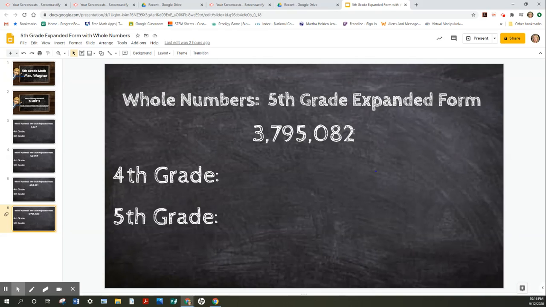And that might be a little bit tricky because this millions place may or may not have been a place value that you worked with in 4th grade. And so just remember from last week that this is the millions place, and 1 million is 6 zeros following that number in the millions place.